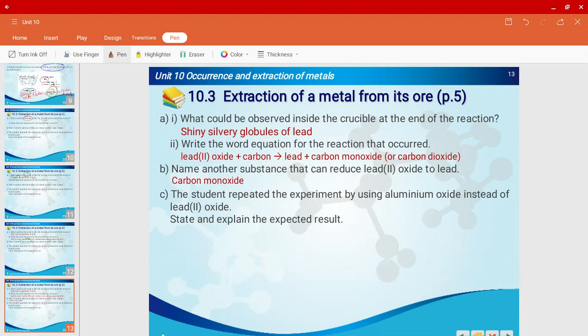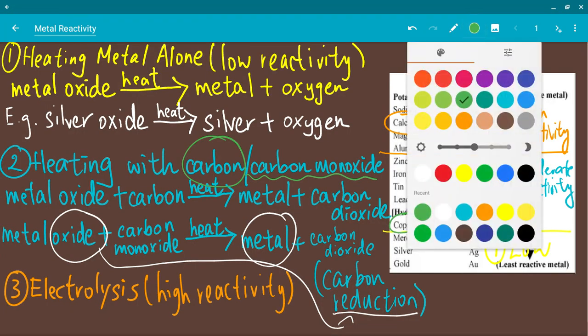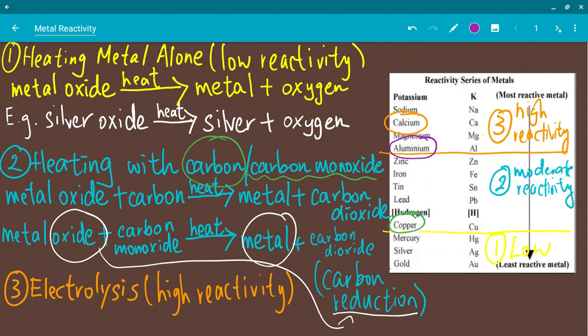Question C. The student repeated the experiment by using aluminum oxide instead of lead-2 oxide. State and explain the expected result. Now, we need to consider this metal. What's this metal? Aluminium. For aluminium, is it a highly reactive, moderately reactive, or lowly reactive metal? So let's look at the table. If you look at the table, aluminium is on the top over here. It's a highly reactive metal. And the only way to extract this would be using electrolysis.